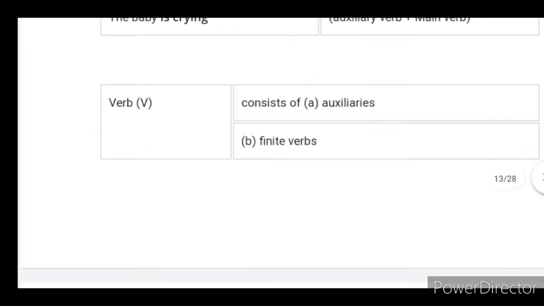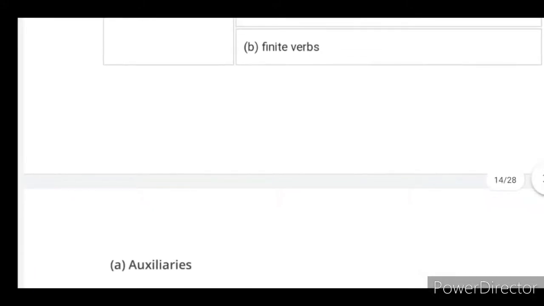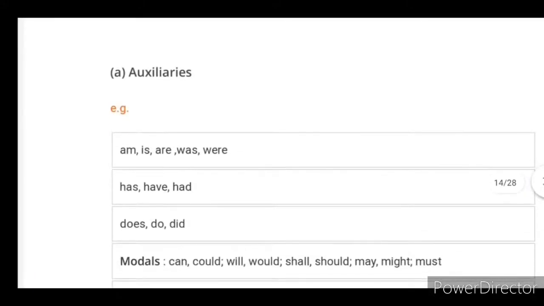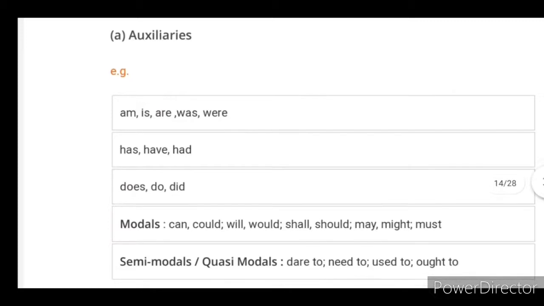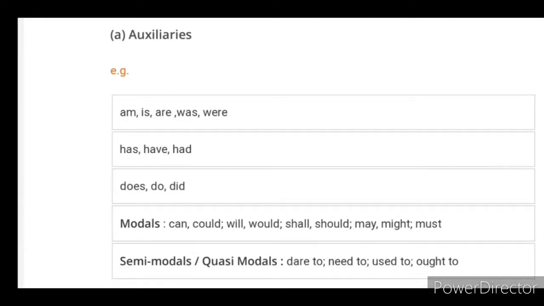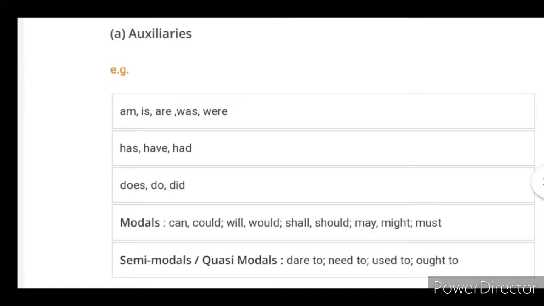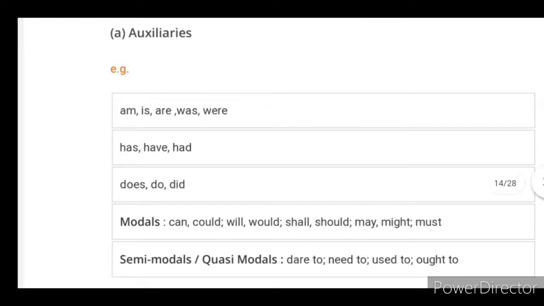So actually a verb consists of auxiliaries and finite verbs. What are auxiliary verbs and what are finite verbs? We'll see now. Auxiliary verbs are divided into two types, primary auxiliaries and modals. What are primary auxiliary verbs? We have three types: be verbs, do verbs, and have verbs. What are be verbs? Be verbs are am, is, are, was, were.